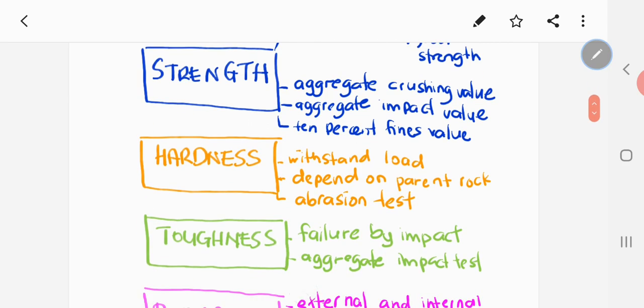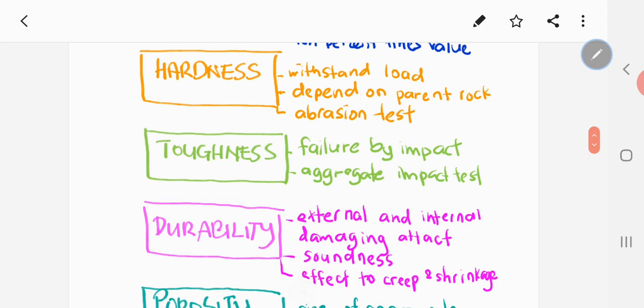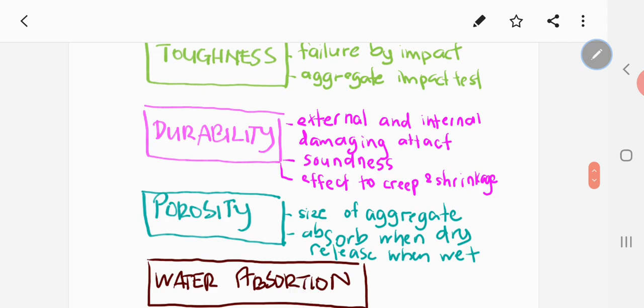In terms of hardness, aggregate should withstand load, and the hardness depends on the parent rock. To test for hardness is from the abrasion test. For toughness, the meaning of toughness is the failure by impact. So this must be from external impact, so the aggregate must withstand the aggregate impact test. For durability, this is also from external and internal factors. What we consider under durability is the damaging attack from external and internal attack, and this is also known as soundness. And how to test is because we need to know the effect of the aggregate on creep and also shrinkage.